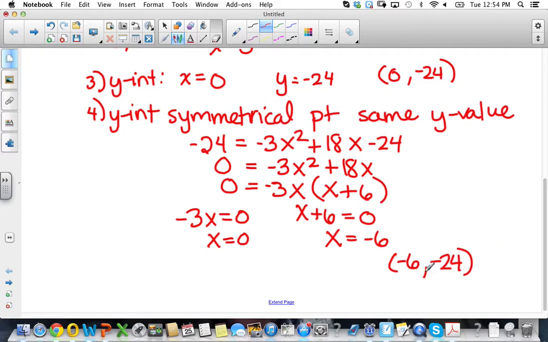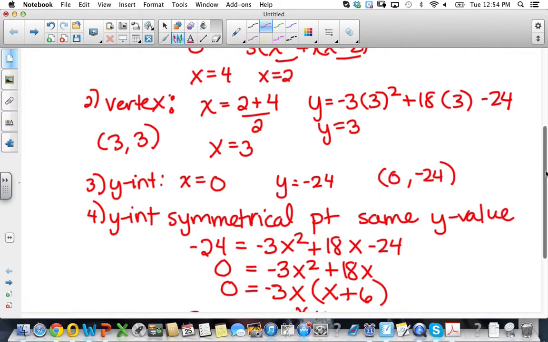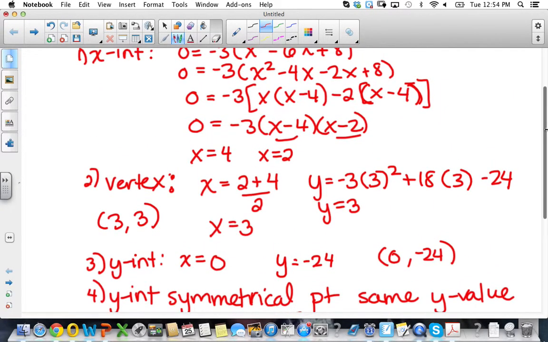So you have 5 points now, and you can graph the function using those 5 points. So I'll just do a little sketch of it over here. We know that the graph opens downward. We know the x-intercepts are 2 and 4. We know the vertex is (3, 3).